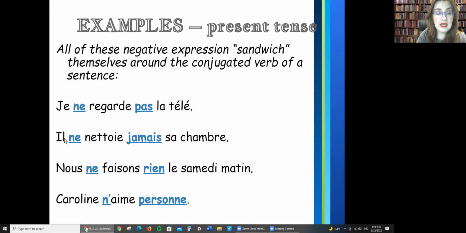He never cleans his room. Nous ne faisons rien le samedi matin. We never do anything, or we do nothing Saturday morning. Caroline n'aime personne. Caroline likes no one. Okay, so notice the placement.